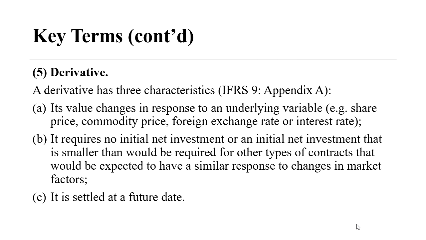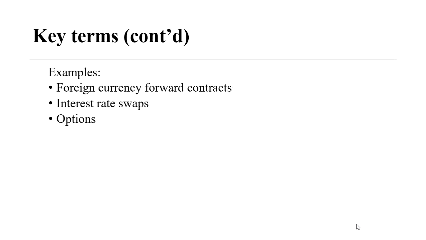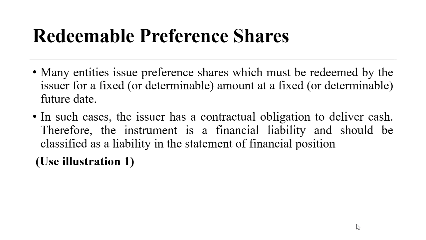Then we have what we call a derivative. A derivative has 3 characteristics. Number 1, its value changes in response to an underlying variable, it requires no initial net investment, and it is settled at a future date. Derivatives are simply financial instruments that have their value influenced or determined by an underlying variable, like the way we have seen on our screen. The examples include foreign currency forward contracts, interest rate swaps, as well as options.